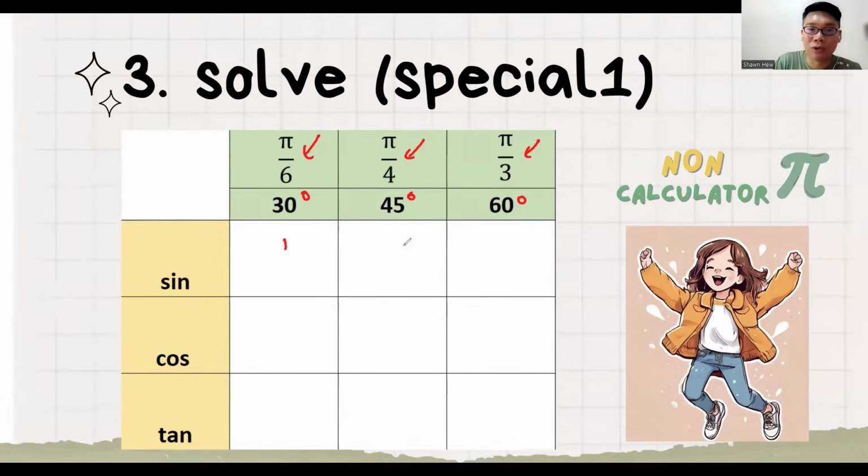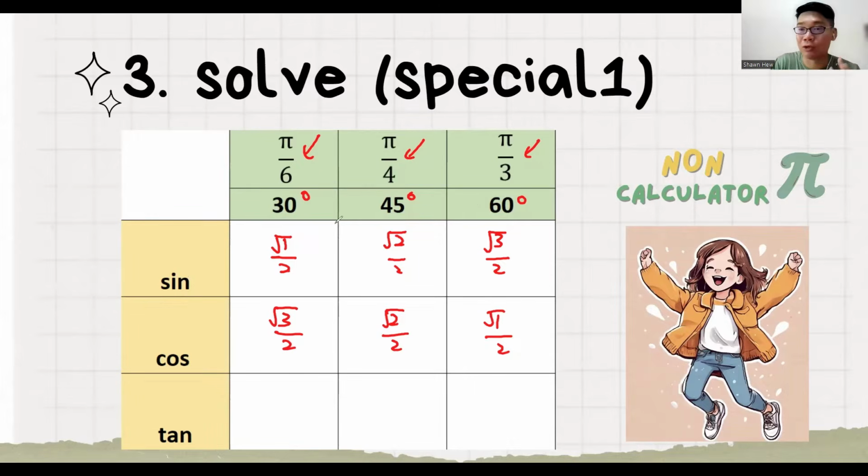You just write 1, 2, 3, 3, 2, 1. This is your first step. Second step, everything divided by 2. Third step, the numerator square root. So this is how you find sine and cos for these three special angles.